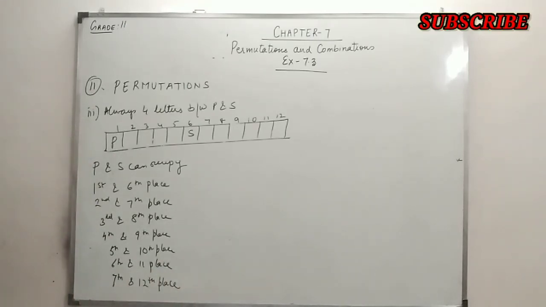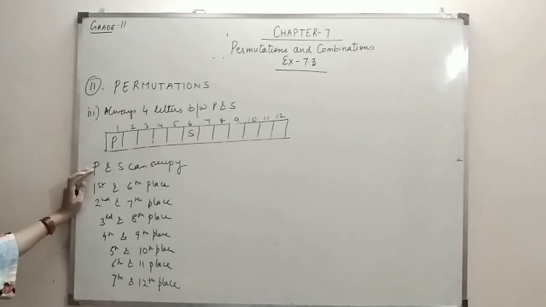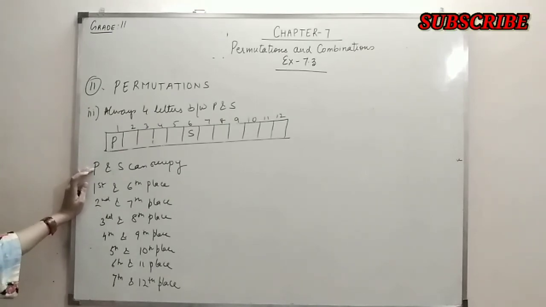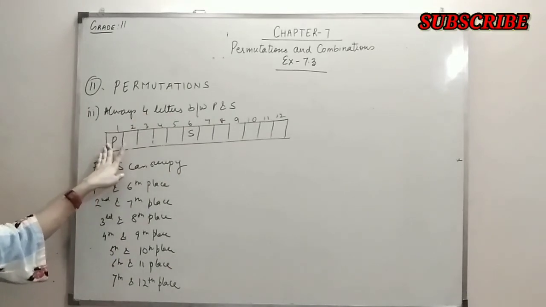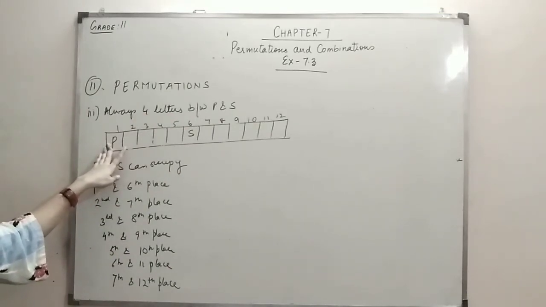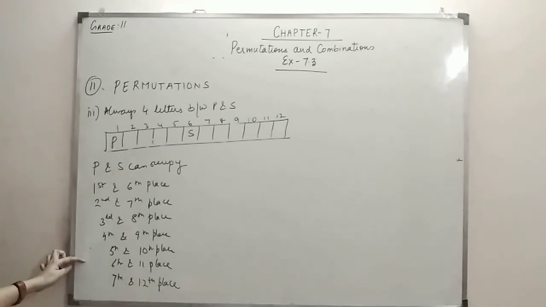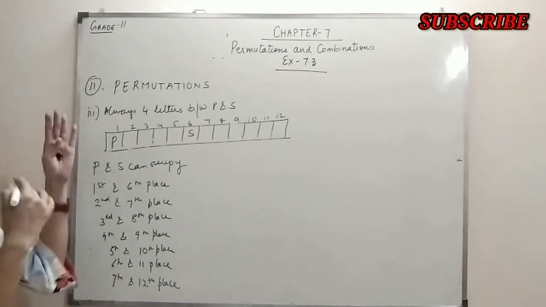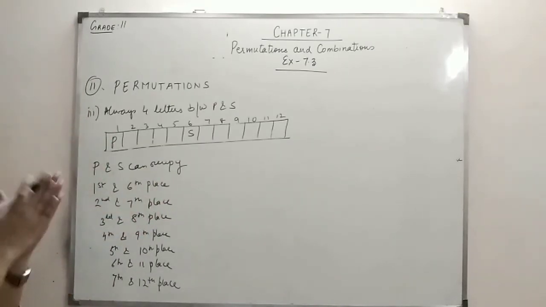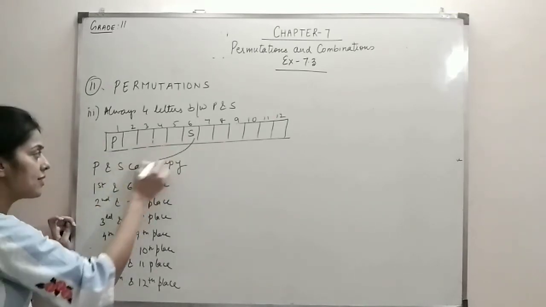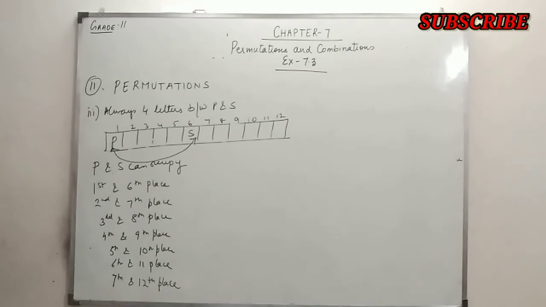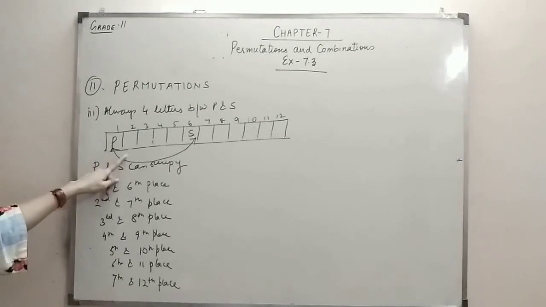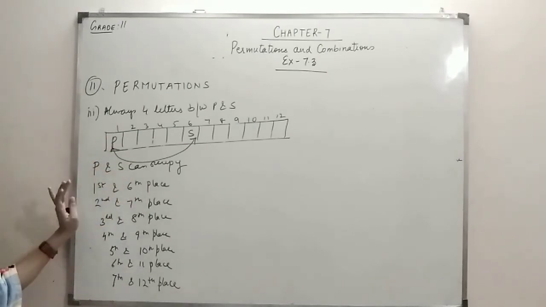So P and S always have 4 letters in between. It means P and S can occupy 2 places out of those 12 places in 7 different ways. And also P and S can interchange. It's not saying that P will become first and S will become second. They are saying just between P and S we need 4 letters. So P and S can also change in 2 ways. So write down: thus P and S occupy 2 places out of 12 in 7 different ways.